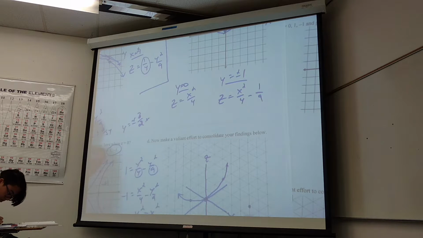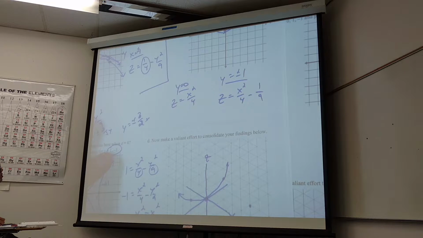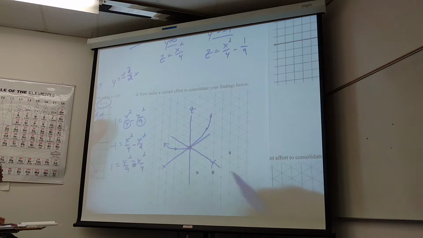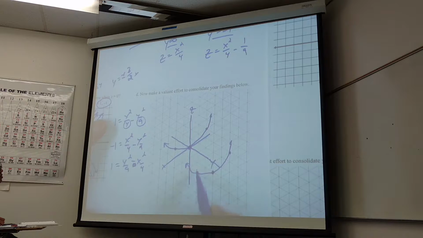And then over here, it would be over 2, up 1, down 1 again. All I did was I took this and I moved it down 1. I took this and moved it down 1. I took this and down 1.